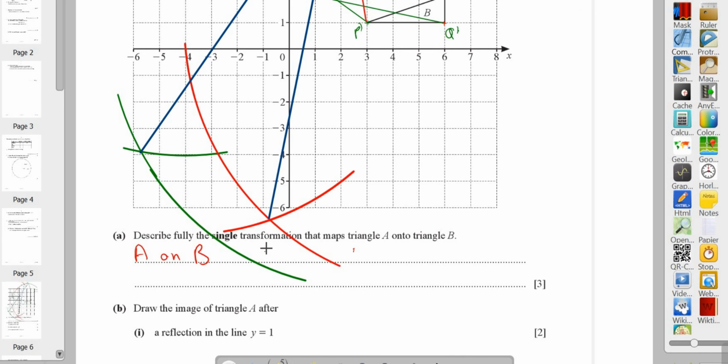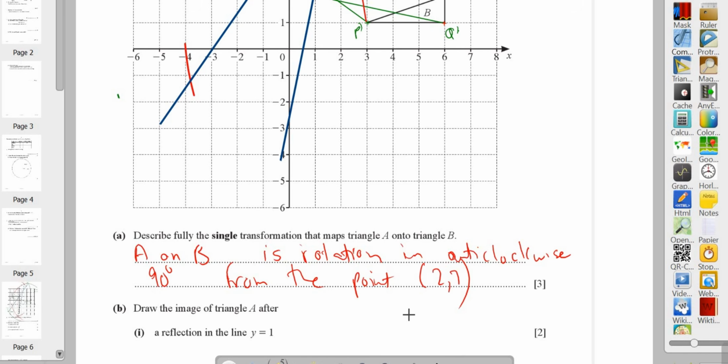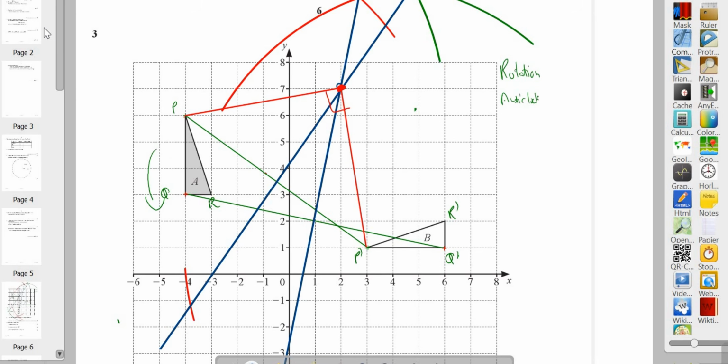Let me erase this now, since I don't need it anymore. You will say A on B is a rotation, rotation in anti-clockwise 90 degrees, from the point, which point? 2, 7. This is your answer. Now let's erase all of this working and move on to the next part.